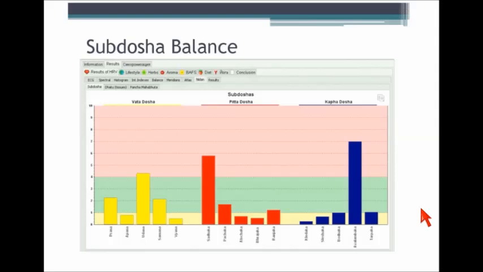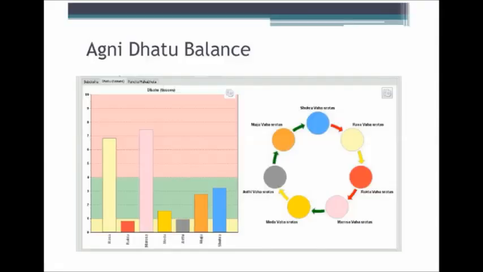For example, we can evaluate the state of Subdoshas, which is the equivalent of the third level of the pulse. This step is made mainly for deep Ayurvedic specialists, for professionals, because it needs special knowledge to evaluate this graph.